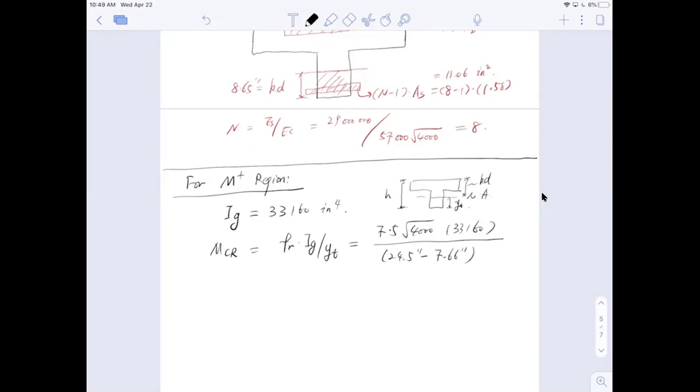Okay. All right. So that's my cracking moment. And it turns out this cracking moment equals 934,040 pound-inches, which is 78 kip-feet. 78 kip-feet. Okay. So this is the cracking moment, right?